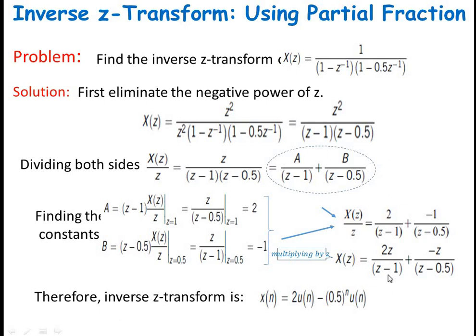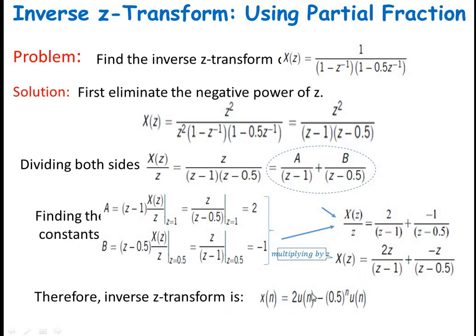Now it is in the form of the sequences we saw in the tabulation in the very first video. So now we can get X of n from X of Z. By taking the inverse Z transform, we get X of n, right?